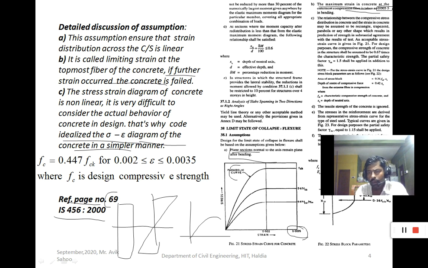So after 0.002 the stress is constant and the strain is increasing. So one part is a straight line and the other is a parabola. It has two parts, the parabola and the straight line portion. After 0.002 the stress is not varying, stress is constant, and we get a horizontal line, and the other is a parabola up to 0.002 strain. So this is a mathematical condition.